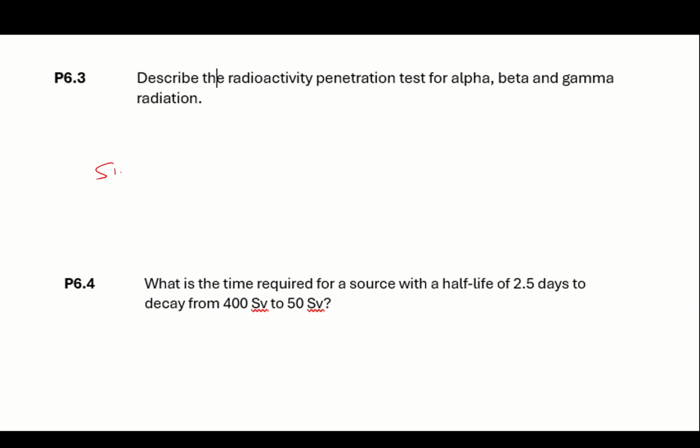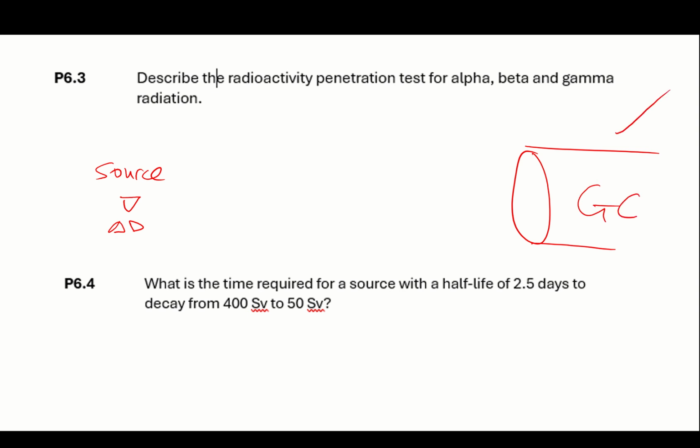First part, I need a source of radioactivity. That's there. Next thing, I'm going to get a Geiger counter. That's a mark. Okay, now this gap needs to be small because we know alpha can't go very far, so we've got a small gap. Okay, now we just go through.